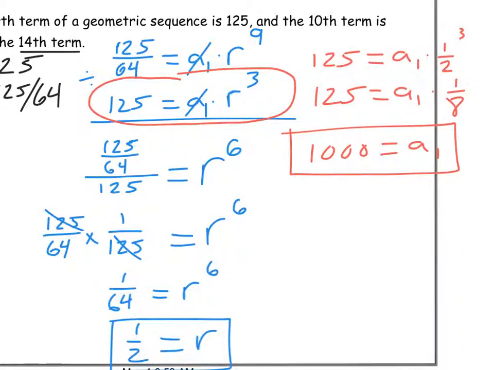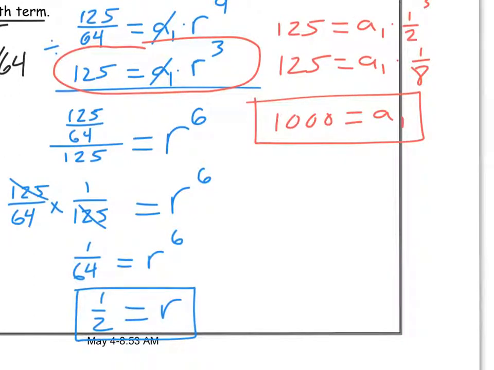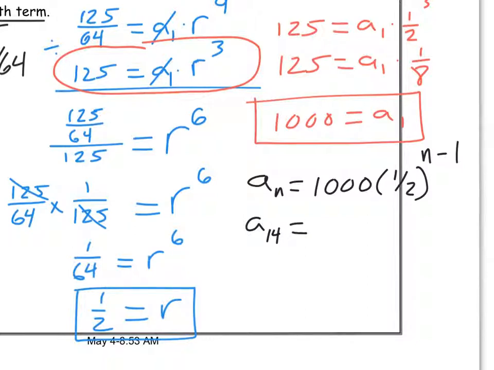Okay. Let's put all this together. Any term for this particular sequence could be found using 1,000 times a half to the n minus 1. Okay? So if you wanted the 14th, 14 minus 1 would be 13.